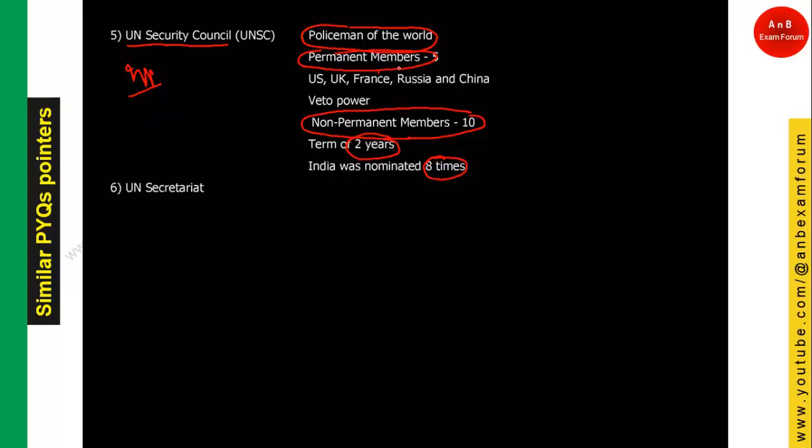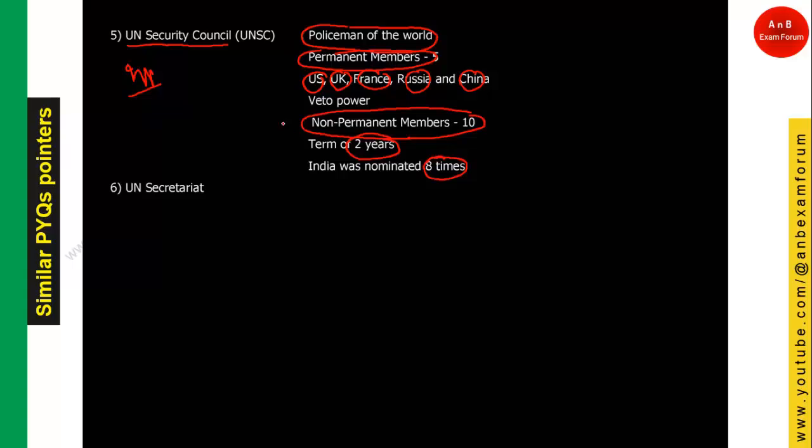Let's see what the permanent members are. All the powerful, developed countries: US, UK, France, Russia and China. These are the permanent members of the UNSC.